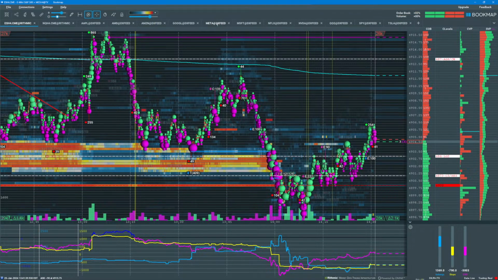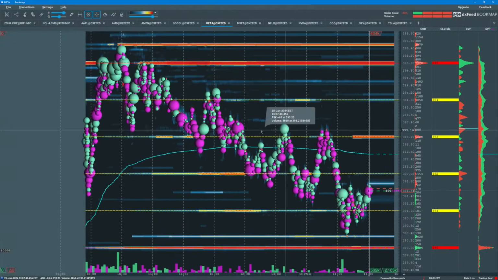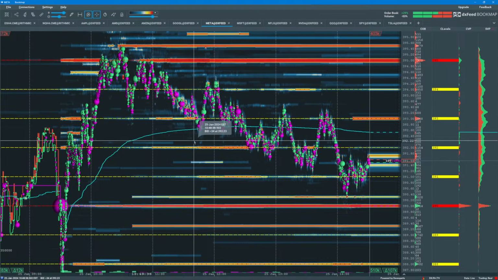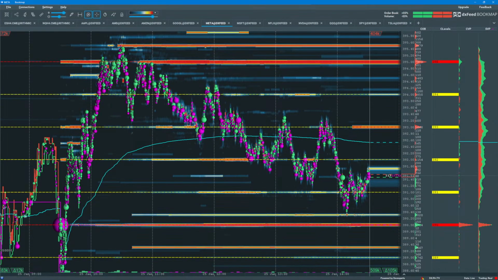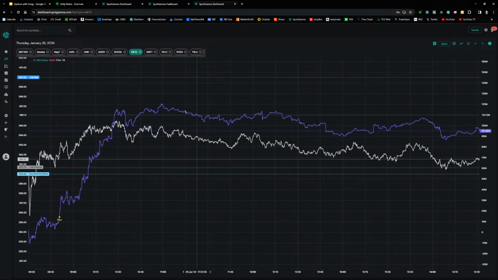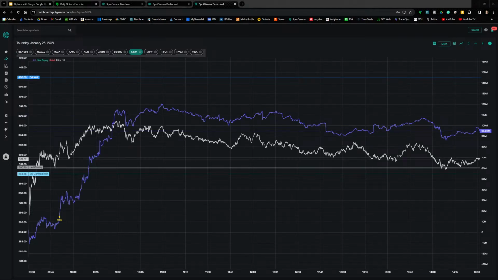And Nando wants to see Meta. We'll take a quick look at Meta. Typical pattern for Meta. Aggressive move in the morning. Call buyers take the foot off the gas, in this case right around 10:30, and price consolidates. All right, there you go.